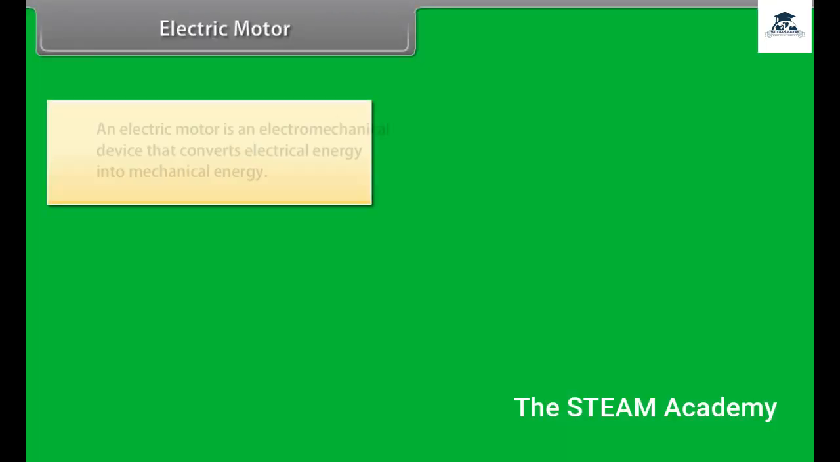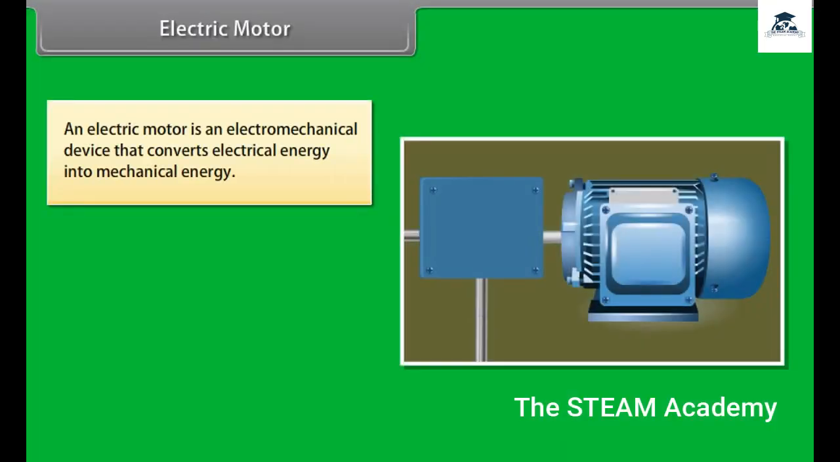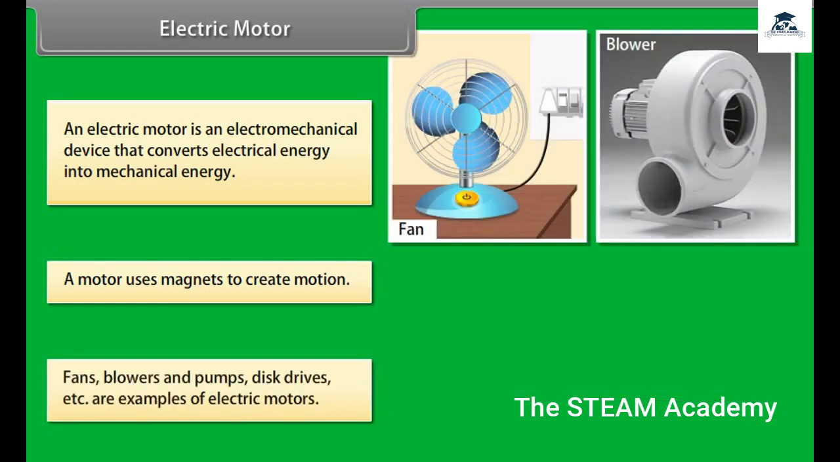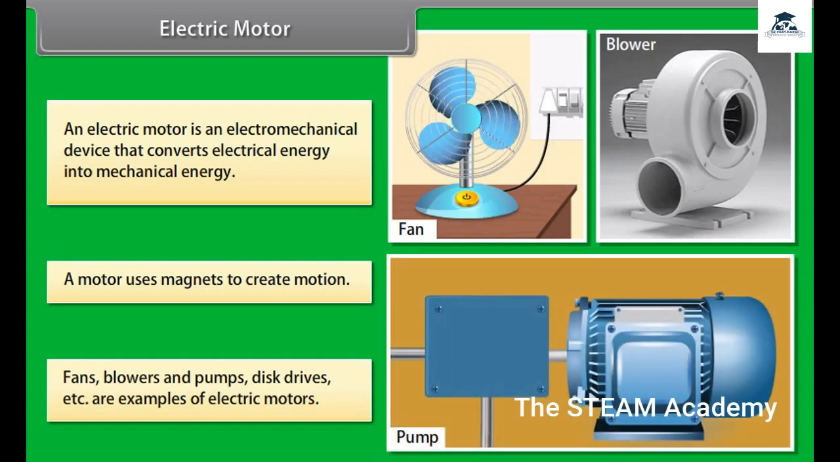Electric motor. An electric motor is an electromechanical device. It converts electrical energy into mechanical energy. Let us look at how electric motors work. A motor uses magnets to create motion. Inside an electric motor, the attracting and repelling forces of a magnet create rotational motion. Fans, blowers, pumps, disc drives, etc. are some examples of electric motors.